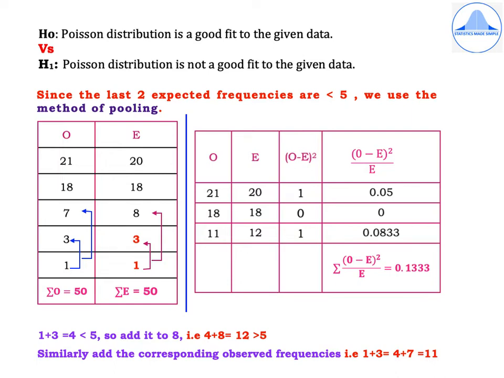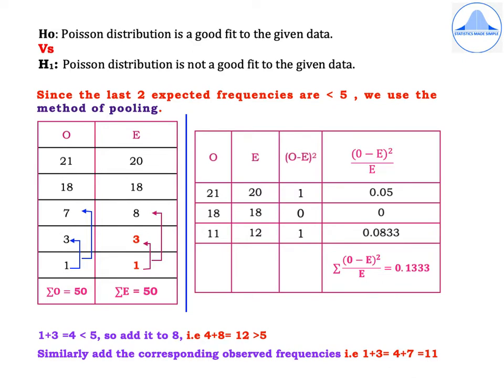Now you will observe that the last two expected frequencies are less than 5, and these are highlighted in red color, that is the values 3 and 1. So we have to make use of the method of pooling. The value 1 is added to 3 and you get the total as 4. 4 is still a value which is less than 5, so it is added to 8 and then you get the expected frequency as 12, which is a value greater than 5. Now the corresponding observed frequencies also should be added. So when you add 1 and 3 you get 4. Then 4 when you add to 7 you will get 11.